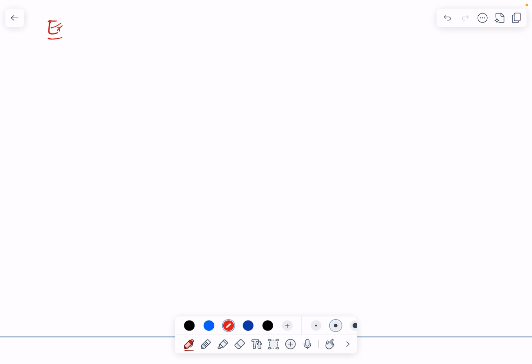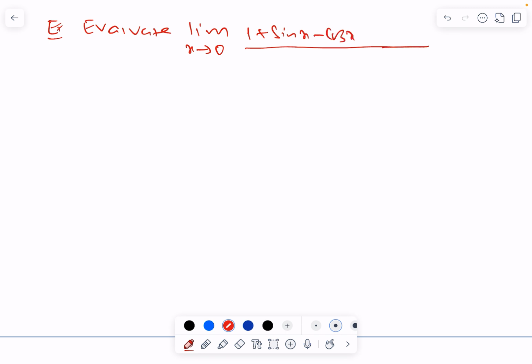Evaluate the limit as x tends to 0 of (1 plus sine x minus cosine x plus log of 1 minus x) over x tan square x. So let us solve.